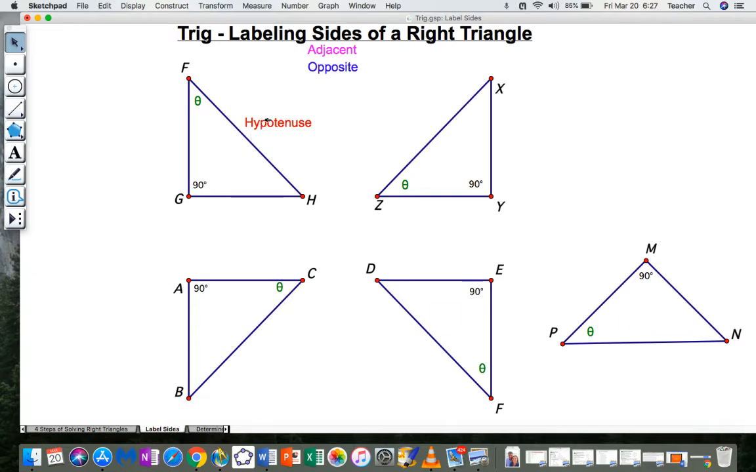Then after I've labeled hypotenuse, find the angle that it's talking about. This symbol is called the theta symbol, theta. That is telling you what angle we're talking about. So you see we have angle F, angle G, which is the 90 degrees, and angle H.